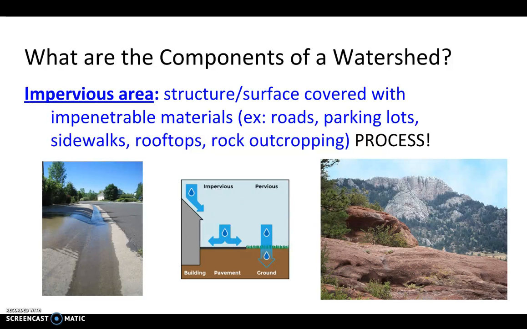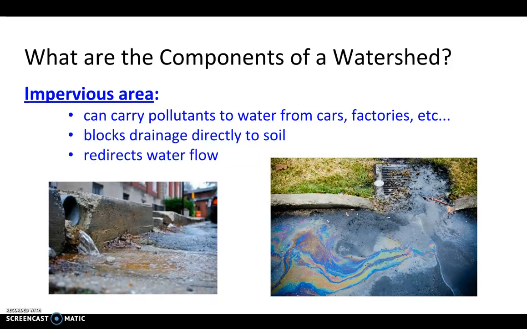Impervious areas are an important component of a watershed because they are structures or surfaces that are covered with an impenetrable material, such as roads, parking lots, sidewalks, rooftops, or rock outcroppings. And so this is really a process that causes the water to run off or erode something and cause changes over time. These can carry pollutants to water from cars or factories. They block drainage directly to the soil, and they redirect water flow. So these impervious areas can have a really big impact on a watershed.